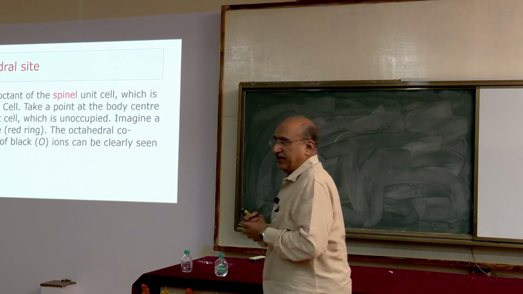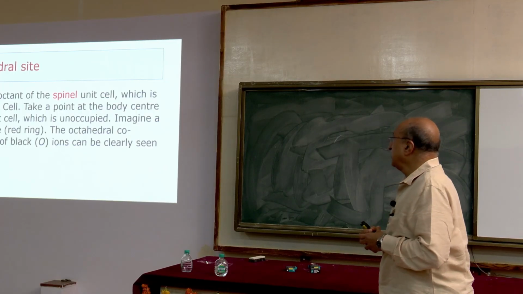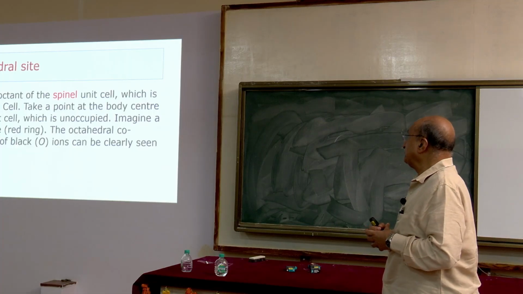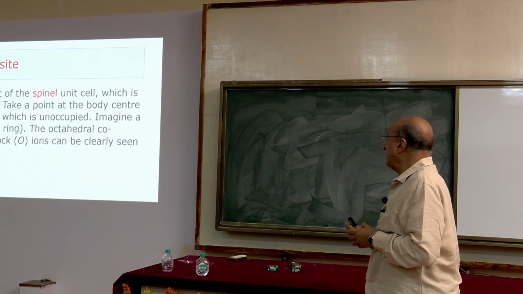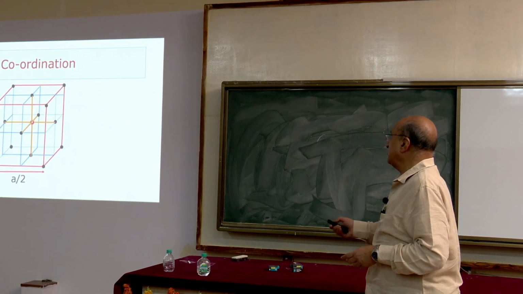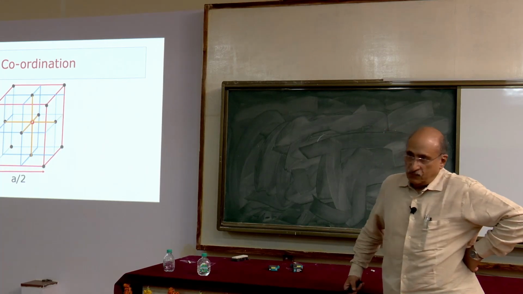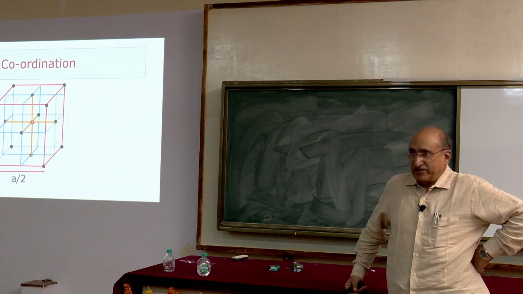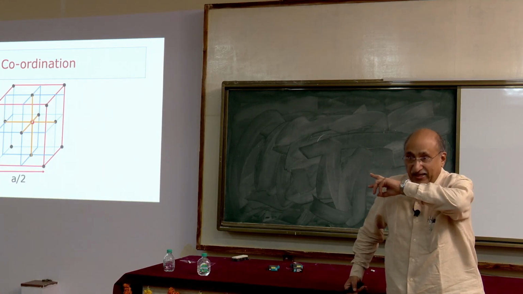Now let's look at the tetrahedral site. Take 1 octant of the spinel unit cell, which is the FCC unit cell. Take a point at the body center of this unit cell, which is unoccupied. Imagine a point there. Octahedral coordination can be clearly seen. This is A by 2 size, which is 1/8 of the original spinel unit cell. I have taken 1/8 of that cell, and that is still an FCC cell. That's what we have said.